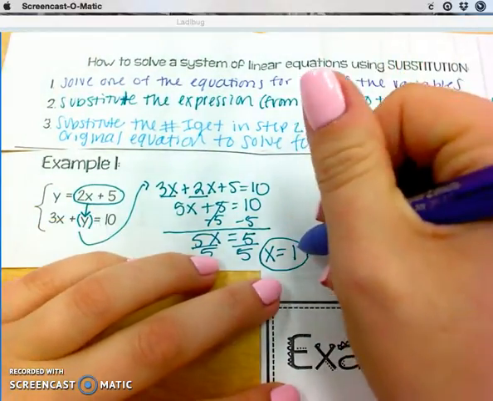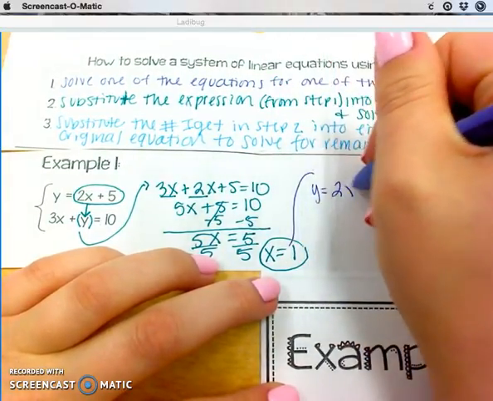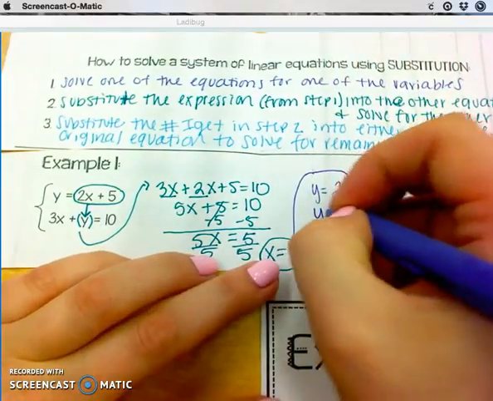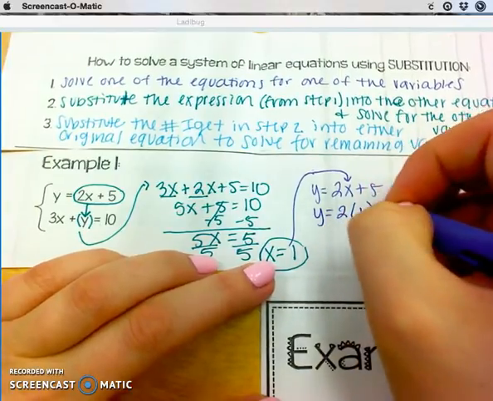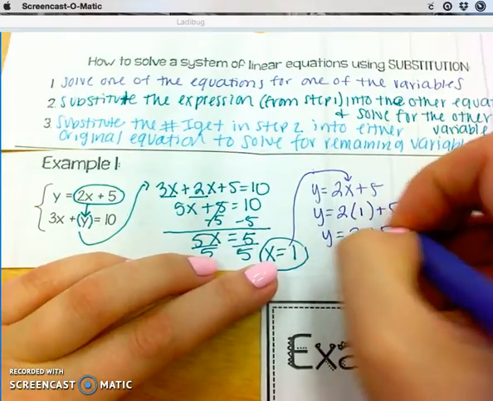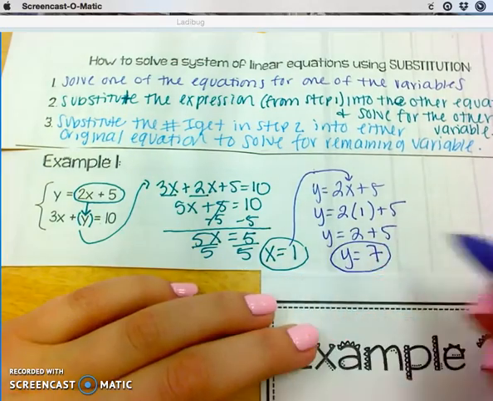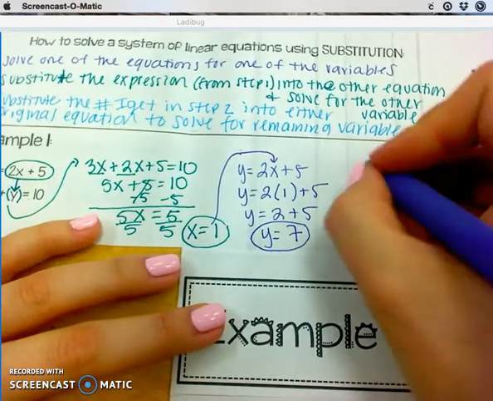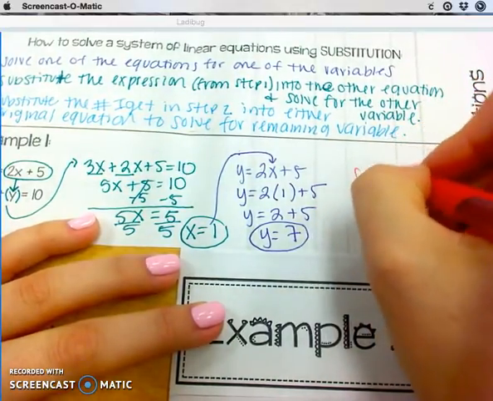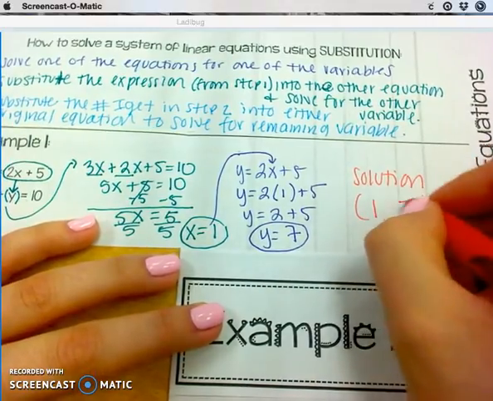So then I'm going to take this one and plug it into this 2x plus 5. It's going in the place of x. So 2 times 1 plus 5. So y equals 2 plus 5, or y equals 7. There's the y value. So my solution, my ordered pair where these two lines cross, is at 1, 7.